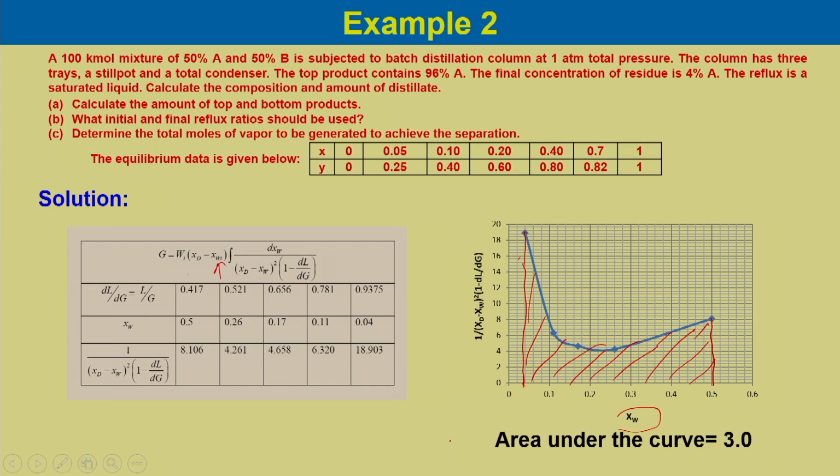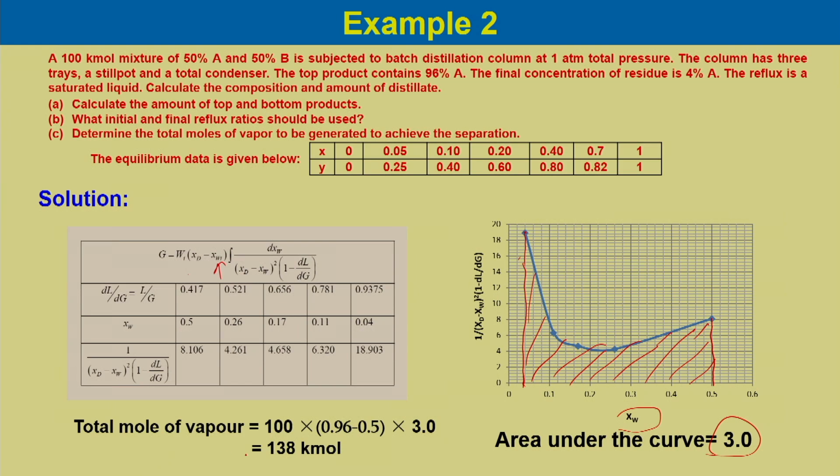So, the area under the curve you can calculate as approximately 3, and you can calculate the total moles of vapor which would be generated, equal to 100 into (0.96, the distillate composition xd, minus xwi, which is 0.5 since you have 50 mole percent A) into the area under the curve, which is 3. So, if you just multiply, then it will give you 138 kilomole. So, the total mole of vapor which would be generated is 138 kilomole.